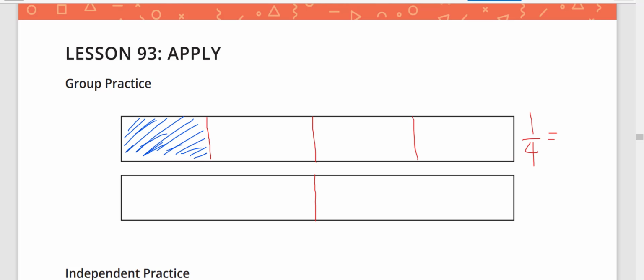If we divide the one whole again, each part into two equal parts, how many equal parts do we have? 1, 2, 3, 4, 5, 6, 7, 8. So each part is called an eighth, 1/8. So 1/4 equals how many eighths? 1, 2. So 1/4 equals 2/8.